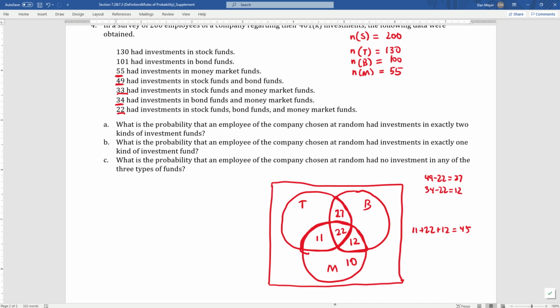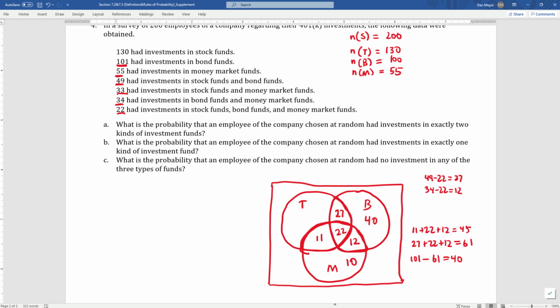For the bonds, there were 101 total. We have 27 plus 22 plus 12 already counted. 27 plus 22, 49. 61, we've counted 61. There were 101 total in the bond bubble, and so that leaves 40 people who just have bonds. Again, that's the 101 total bonds minus the 61 that we'd already counted in other parts of the bond bubble.